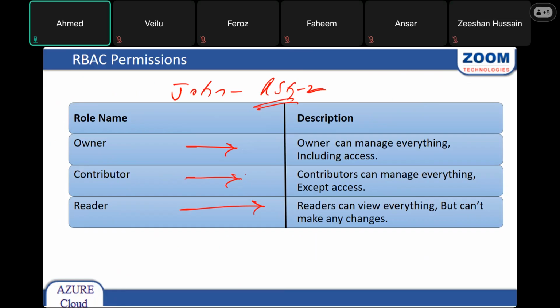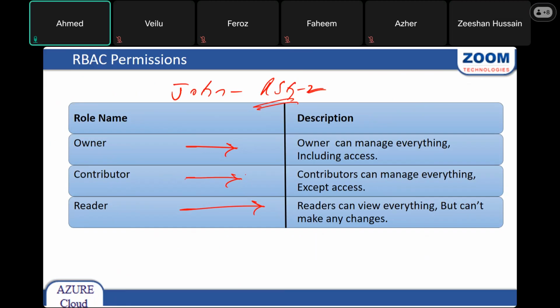Okay, if I say owner, the owner can do anything, everything: create, delete, manage. But the owner has the right to give the permission, RBAC permission, to others. So in other words, we can say contributor has all the permissions as owner, except granting admin access to others. Yes, access doesn't mean portal access, right? Portal access means you're not giving the rights to others.